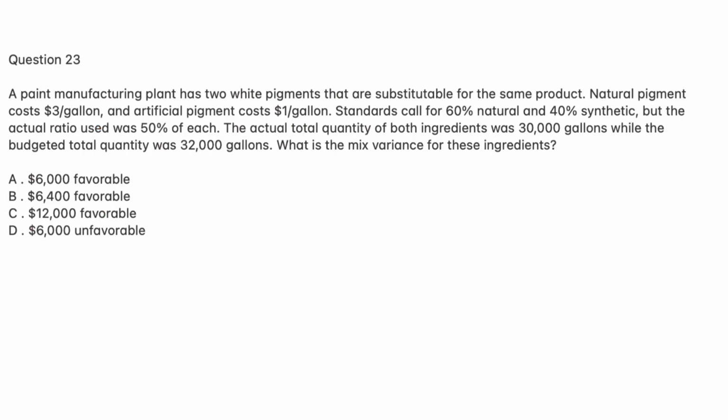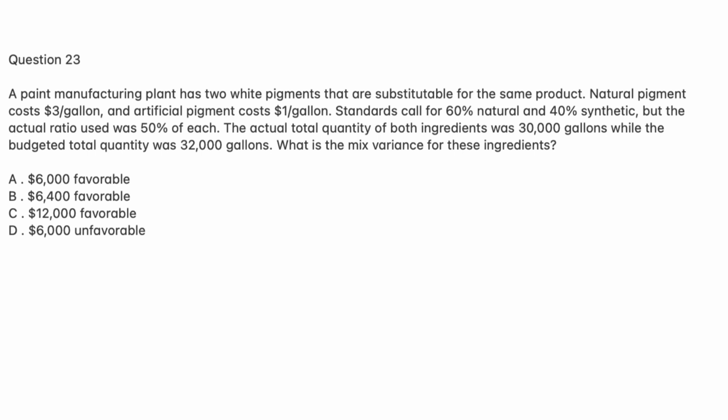Question 23. A paint manufacturing plant has 2 white pigments that are substitutable for the same product. Natural pigment costs $3 per gallon, and artificial pigment costs $1 per gallon. Standards call for 60% natural and 40% synthetic, but the actual ratio used was 50% of each. The actual total quantity of both ingredients was 30,000 gallons while the budgeted total quantity was 32,000 gallons. What is the mix variance for these ingredients?